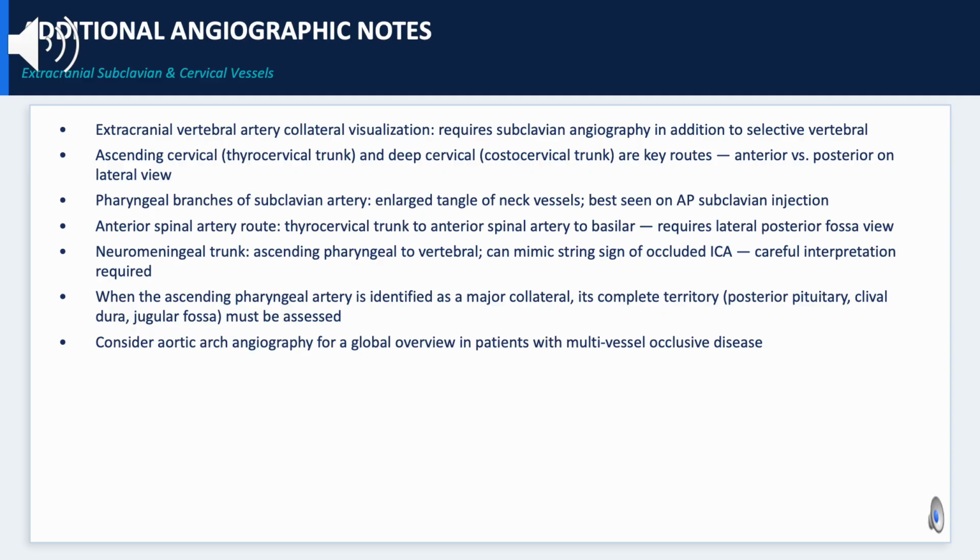The warning about the ascending pharyngeal artery mimicking the string sign of ICA occlusion is a practical patient safety message. Before diagnosing ICA occlusion on angiography, confirm that the vessel you are interpreting as a reconstituted ICA is not actually an enlarged ascending pharyngeal artery filling the cavernous sinus. The two can appear identical on an AP injection. Always obtain oblique views to separate the ICA from the ascending pharyngeal when this distinction is uncertain.